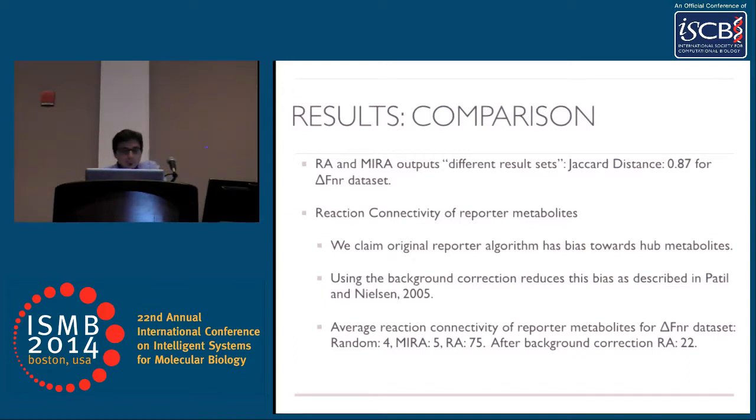And then we tried, and a random dataset had an average connectivity of 4. MIRA had 5 and the reporter algorithm had 75. After the background correction, we found that it had 22, so it decreased this bias. It's still higher, but I think it's not a bias. So we are going to correct this with the journal.